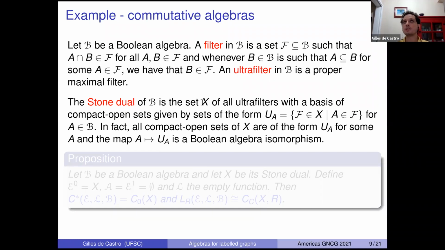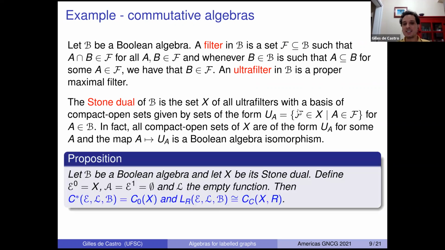And if this topology, these are all the compact open sets, then you have an isomorphism between Boolean algebras, and you have the other construction. Well, if you start with a Hausdorff space with a base of compact open sets, then this is going to give a Boolean algebra, and you take the dual, then it's going to give a space that's homeomorphic to the original one. So this is called the Stone duality.